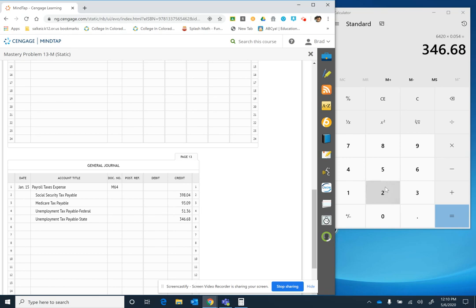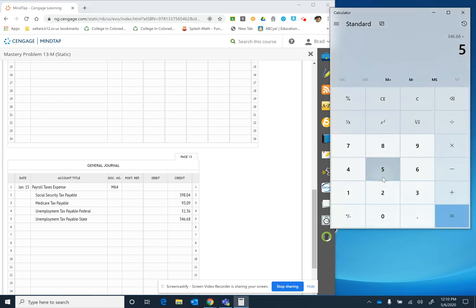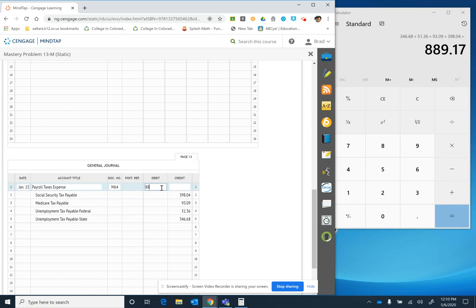So to figure out what our payroll tax expenses are going to be for January 15th, we're going to add all of these up. So I'll take this unemployment for state plus our unemployment for federal plus our Medicare tax expense and plus our Social Security, which is $398.04. And that comes out to be $889.17. So this is the money we are withholding, and we're going to pay the following month. So we're just recording it right now.